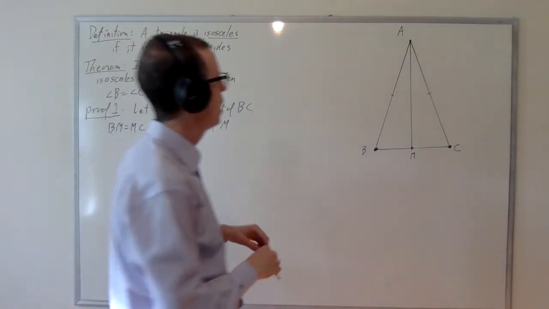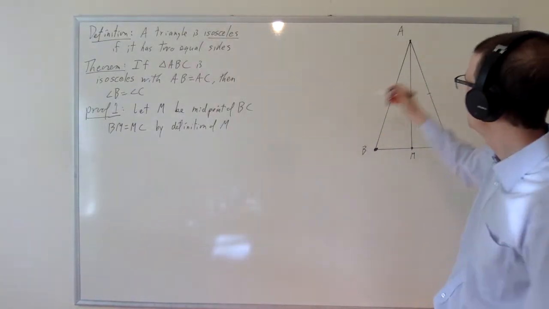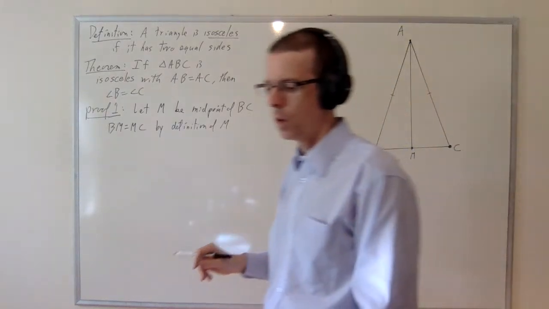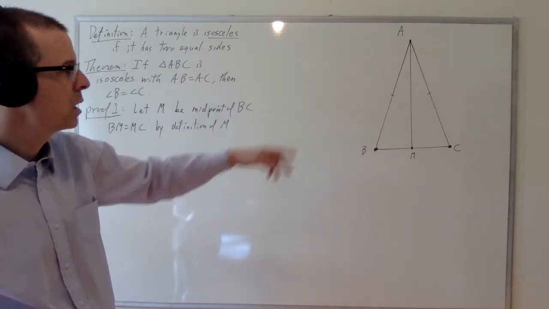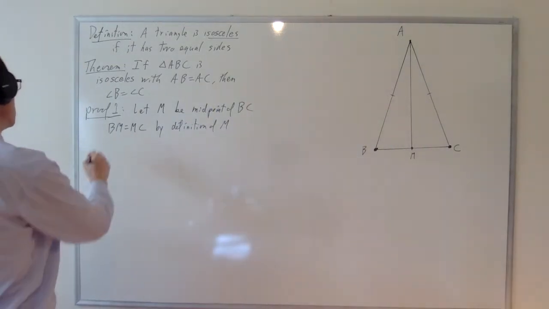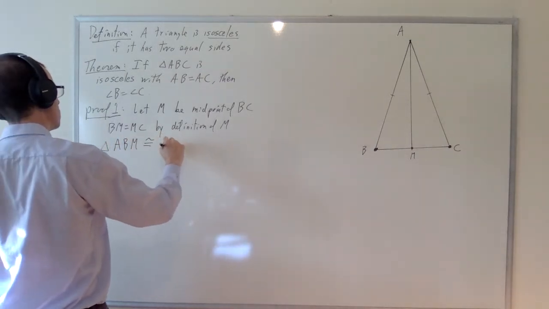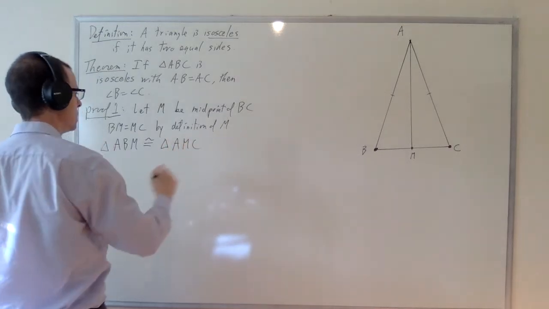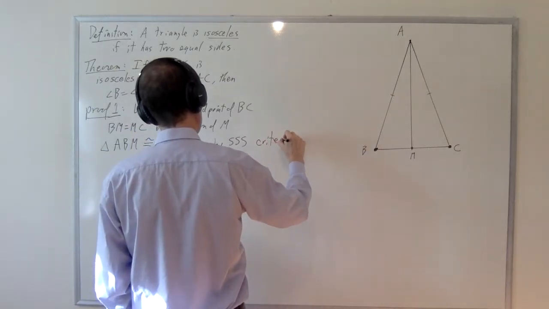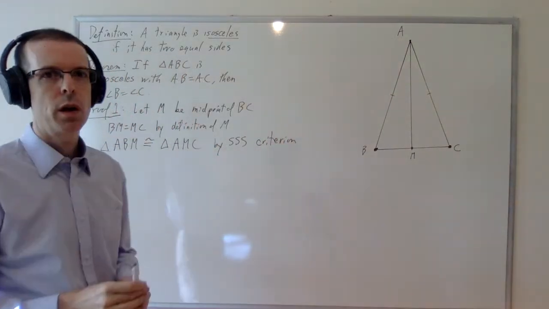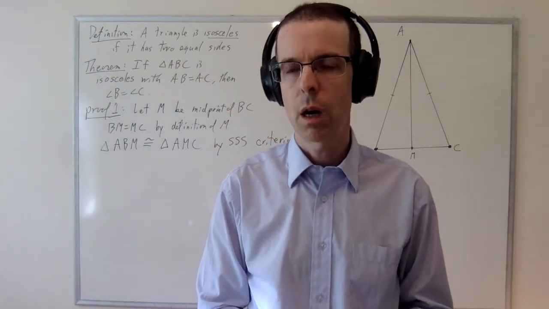Okay, what else do we get here? We know that AM is equal to AM, and I'm not even going to write that down because every segment is equal to itself in length. So what does that give us? That gives us the side condition for triangle congruence. So triangle ABM is congruent to triangle AMC by the side criterion. That's the side criterion of congruence. In other words, if the three sides of two triangles are equal, then the triangles are indeed congruent.